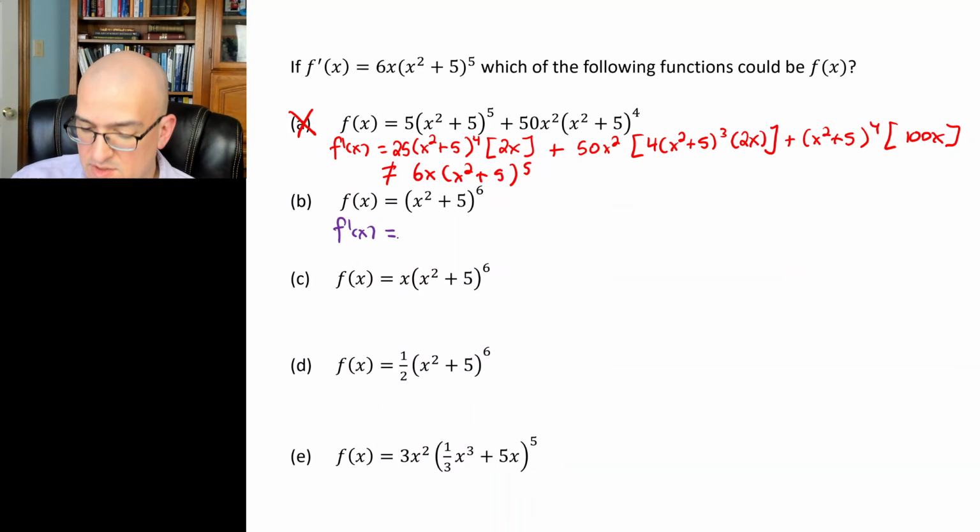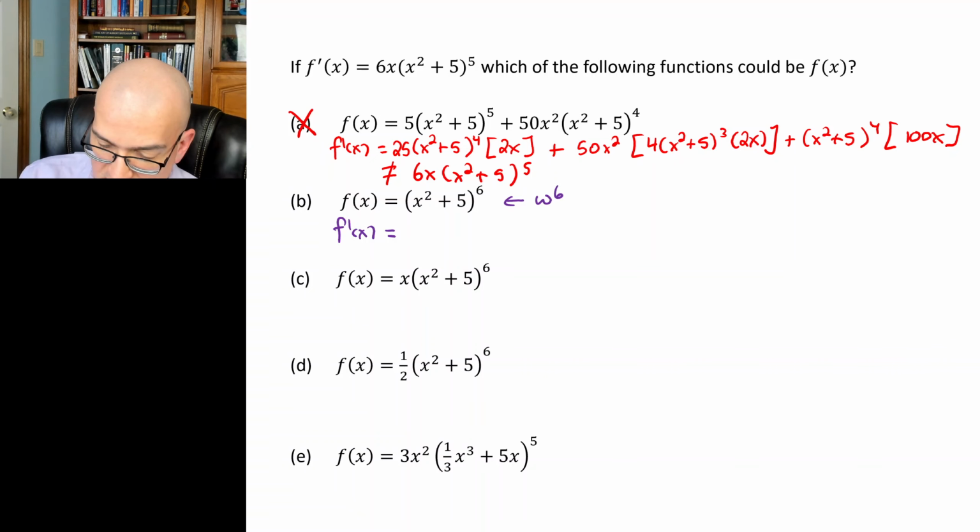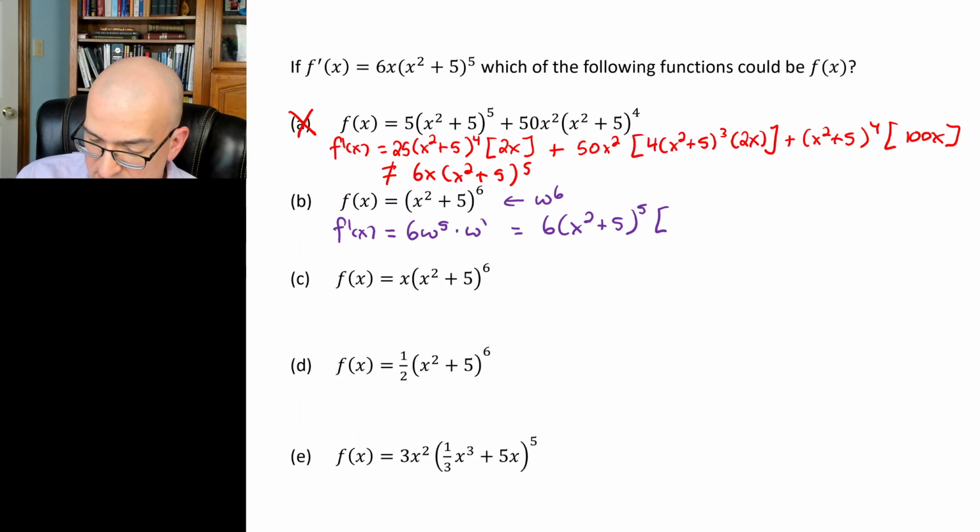So we're going to use this w to the power of 6 function. The derivative is going to be 6w to the 5 times w prime. So we'll have 6 times x squared plus 5 to the power of 5 multiplied by the derivative of the inside, so multiplied by 2x.